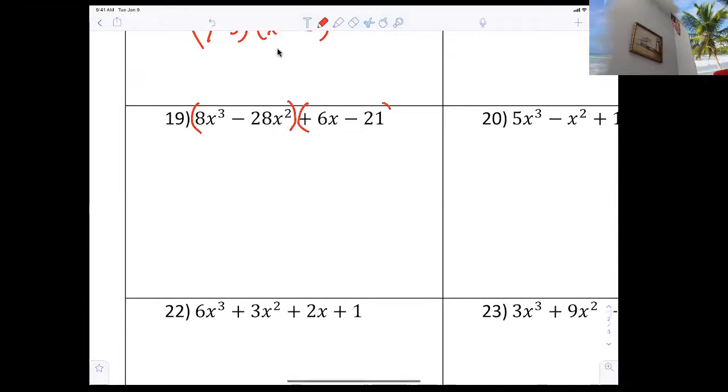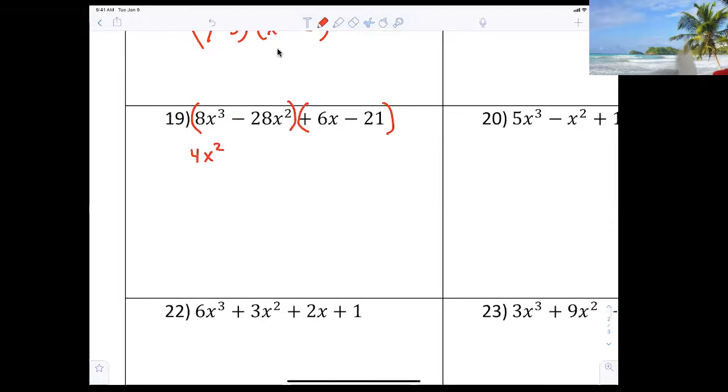Factoring by grouping. All right, someone please tell me what's common with 8x cubed and 28x squared. How many times is 8 going into 28? What's common with 8 and 28? 4. Then what's common with x cubed and x squared? X squared, thank you.